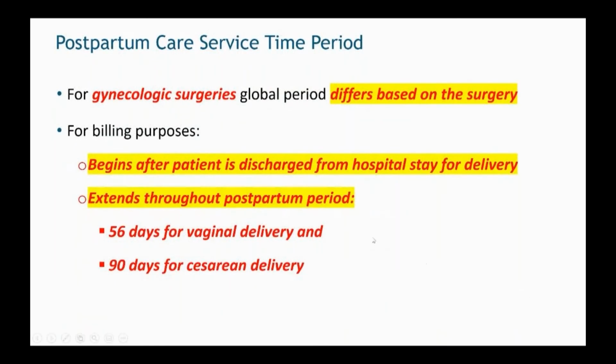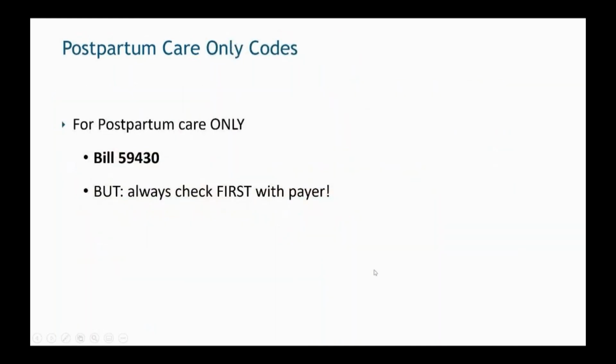Okay, let's look at gynecological surgeries. For gynecological surgeries, the global period differs based on the surgery. For billing purposes, it begins after the patient's discharge from the hospital stay for delivery and extends throughout the postpartum period: 56 days for vaginal, 90 days for cesarean delivery. For postpartum care only, bill 59430, but always check first with the payer.